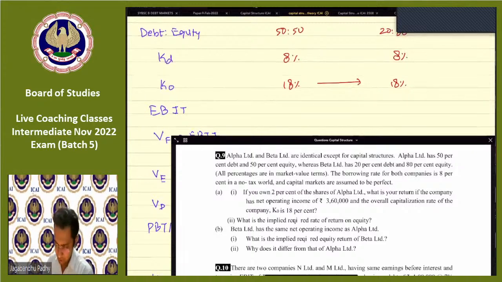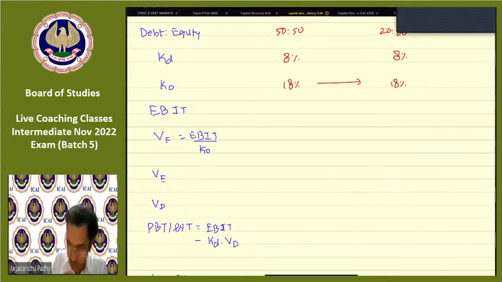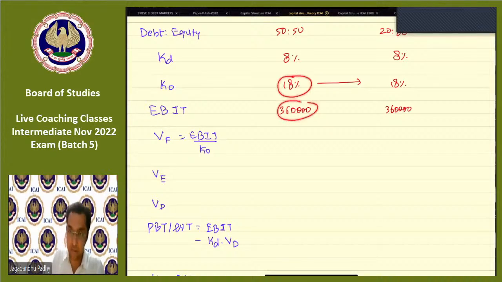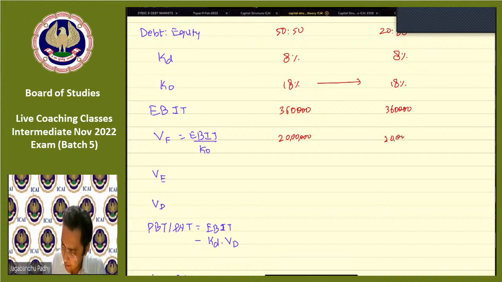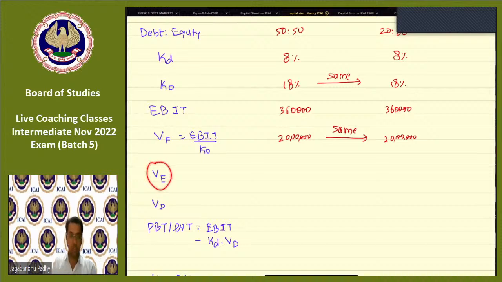Now, coming to EBIT, they say that the net operating income is 3,60,000. So irrespective of your capital structure, your EBIT is going to be 3,60,000. Value of the firm, we know it is EBIT upon KO. So that's like 3,60,000 divided by 18%, which is 20 lakh. That's going to be also same since we are assuming it as net operating income. Now, as we have the value of firm as 20 lakh, we need to know what is the value of equity.